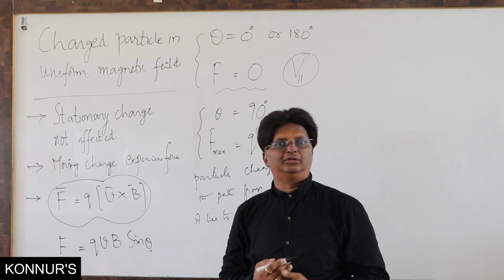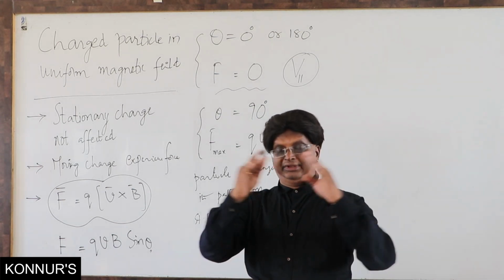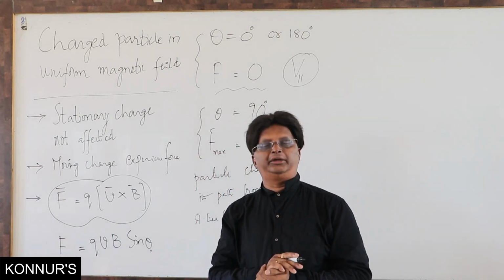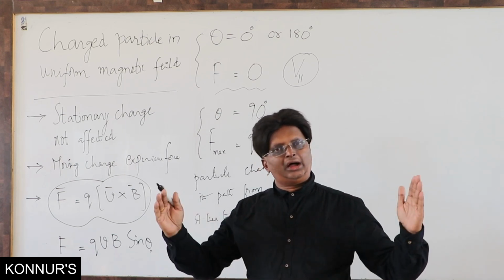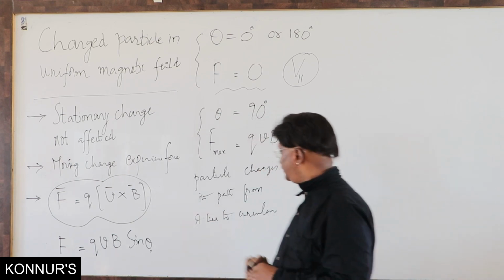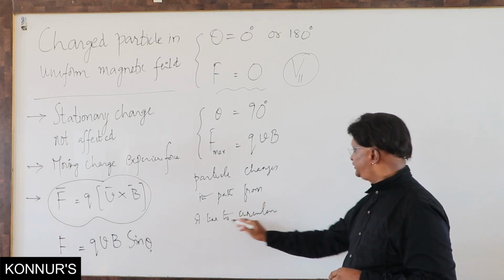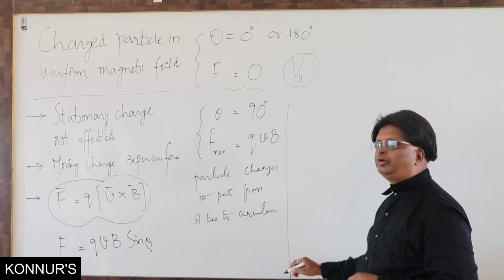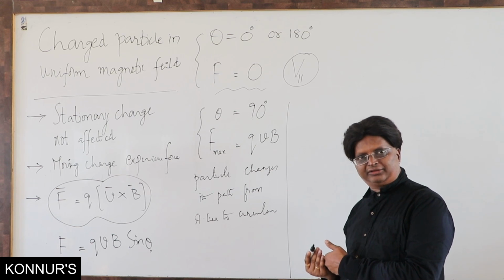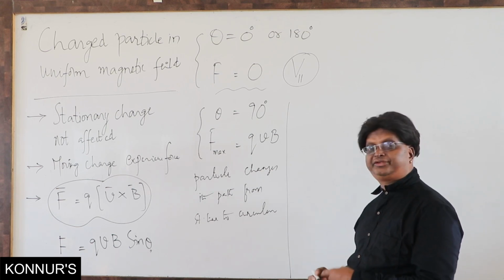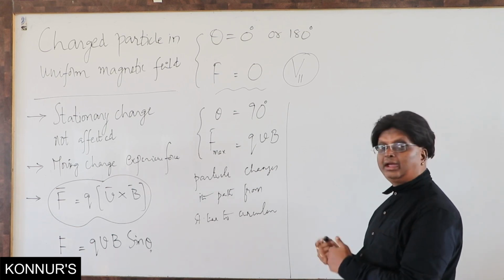We'll discuss that also. It all depends upon the space occupied by the magnetic field, how large it is or how small it is. So the path is from straight line to circular. Now the most important discussion is the characteristics of this circular path.